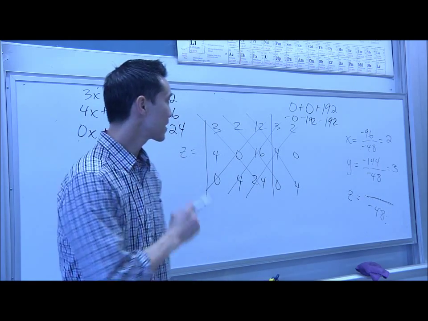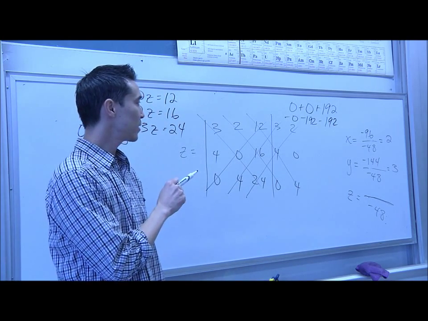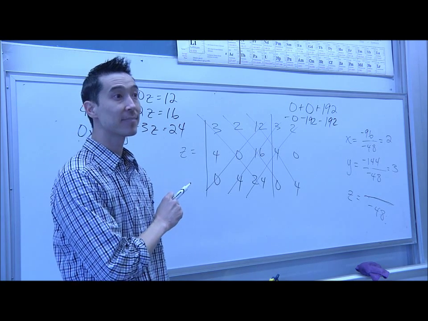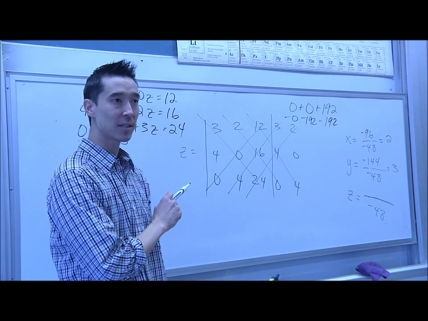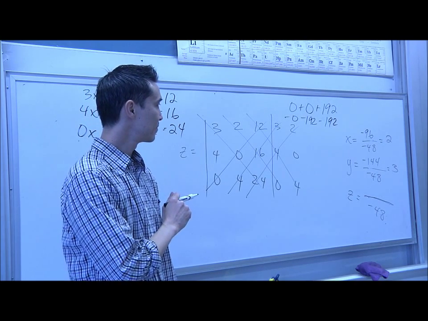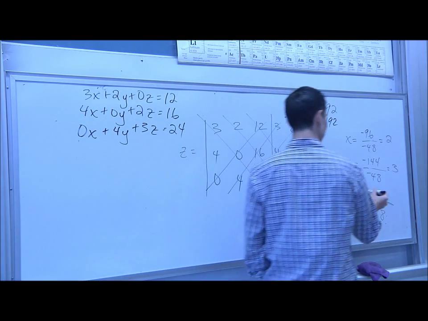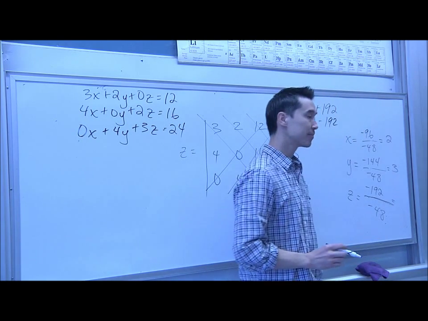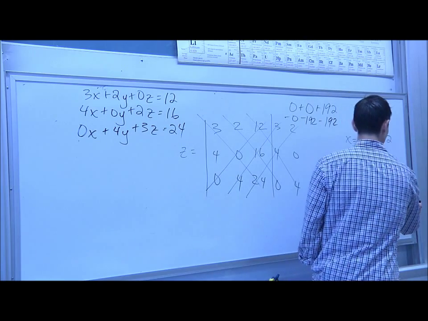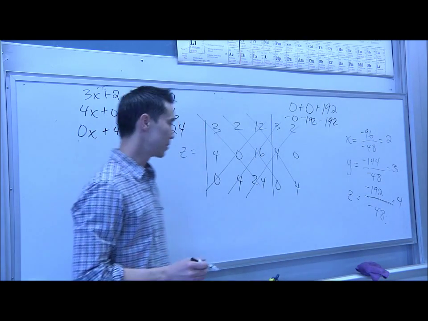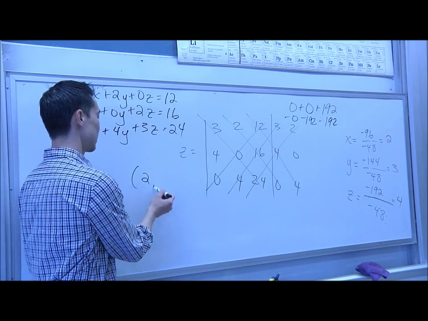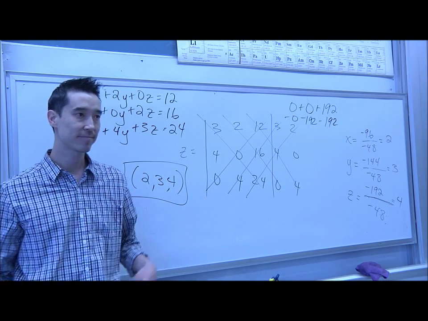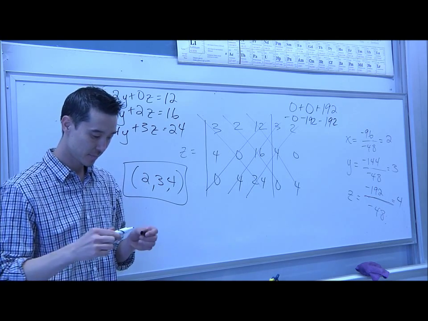Did everybody get these 6 numbers? 0, 0, 192. 0, negative 192, and negative 192. Yeah. Great. What does that add up to? Negative 192. And what's 192 over 48? 4. What is my answer to this problem? 2, 3, 4. Ordered triplets.